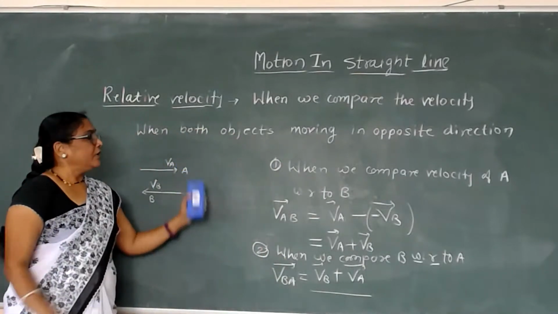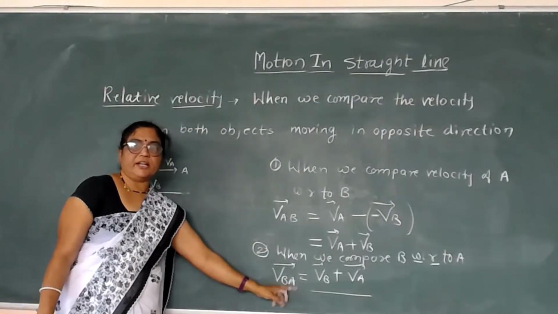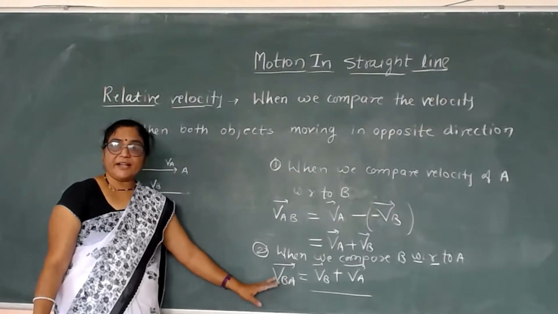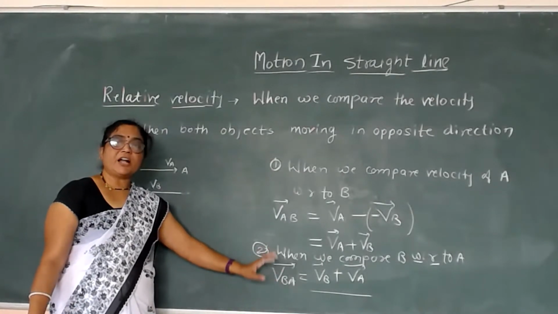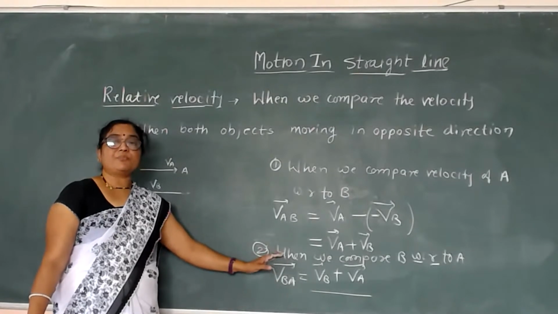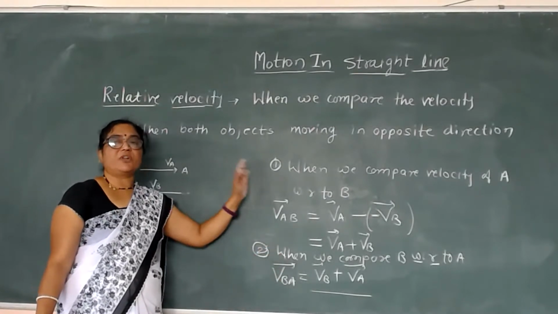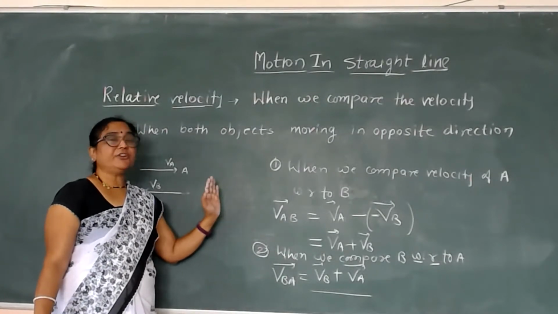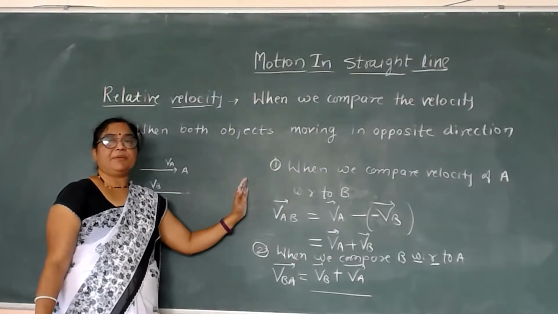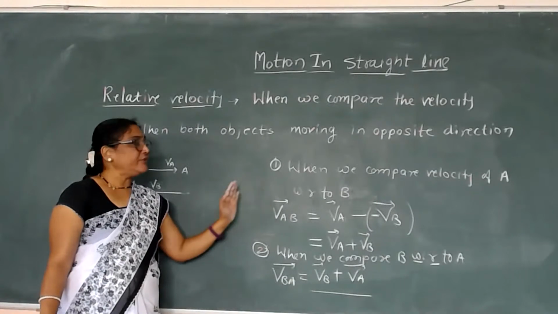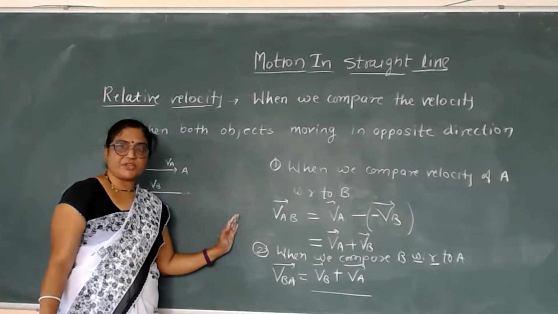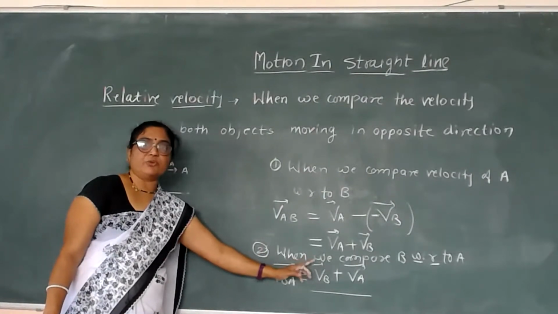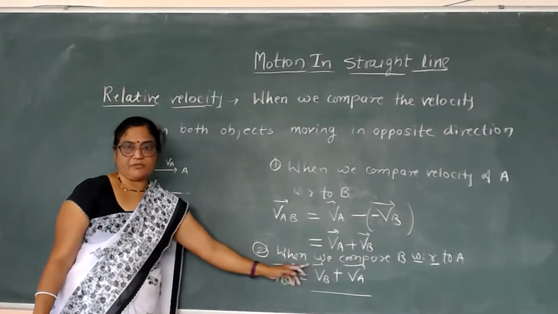So we use this formula to find the relative velocity between two objects or more than two objects. Relative velocity is when we compare the velocity between two or more objects. When two objects are moving in the same direction, the relative velocity formula is VAB equals VA minus VB. Otherwise, when both objects approach each other, the relative velocity formula is VAB equals VA plus VB, or VB plus VA.